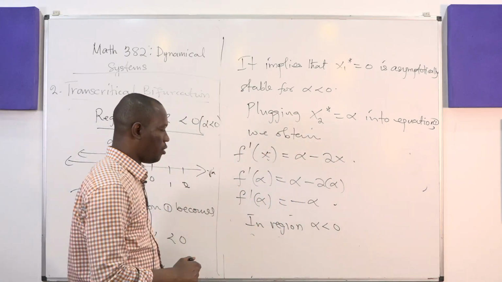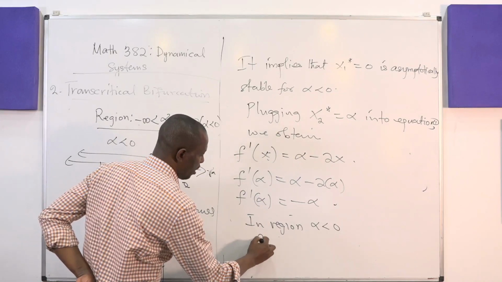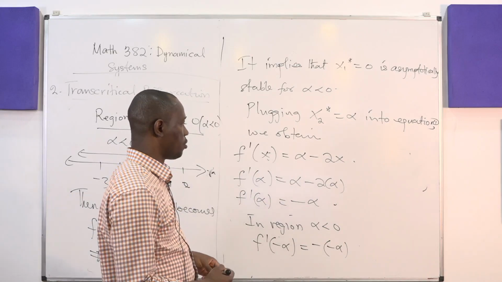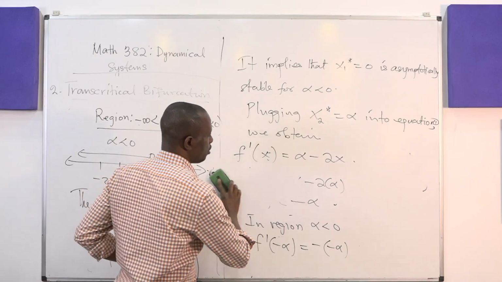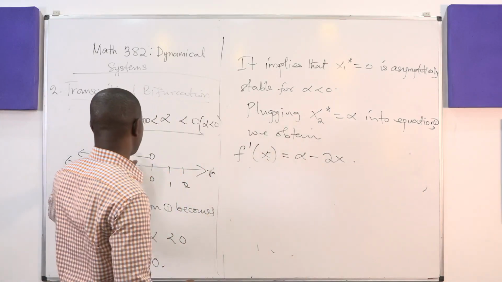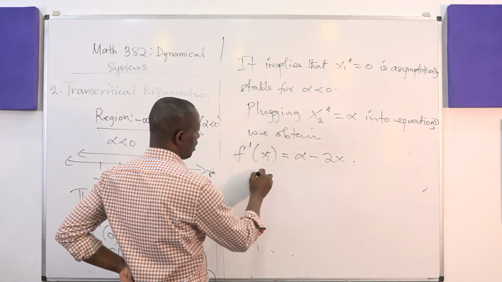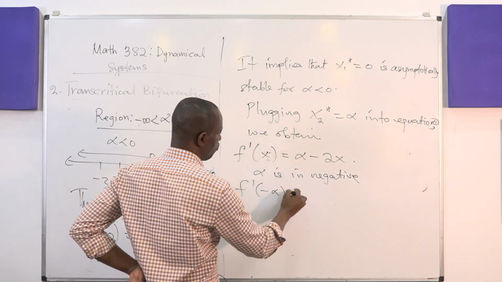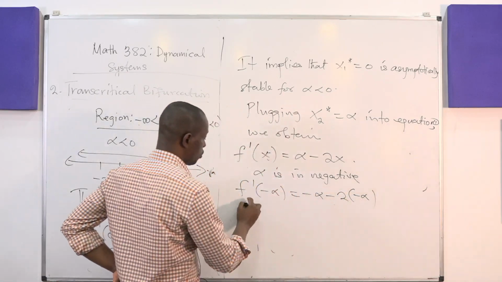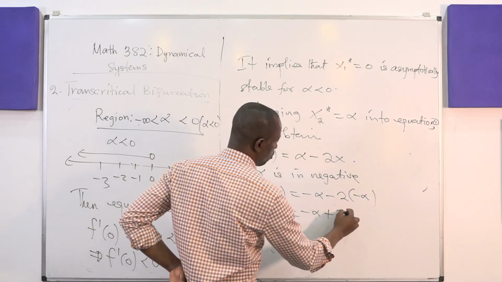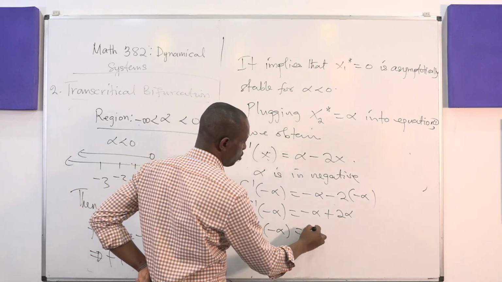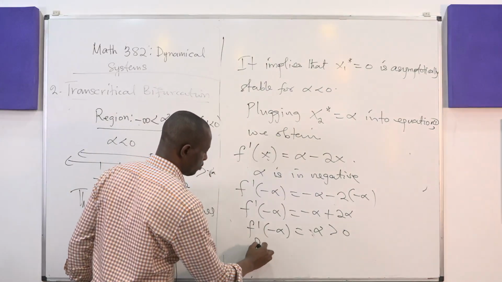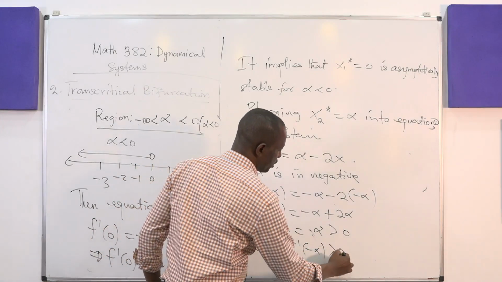Because some people have started complaining, I don't want any problem. Is that okay? So since we are in this region, f prime is minus alpha. Or if you wish, you could have put it here straight away, so that you see you get a positive. So we are considering region 1, alpha is less than 0, that's when alpha is negative. So f prime at minus alpha will go minus alpha minus 2 times minus alpha, so minus alpha plus 2 alpha. And this is f prime at minus alpha equals alpha, and this is greater than 0. So once it's greater than 0, it is unstable.